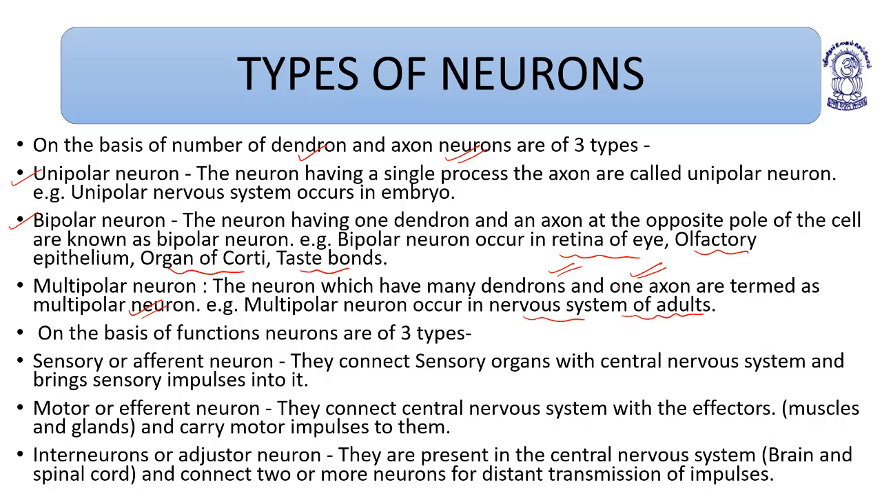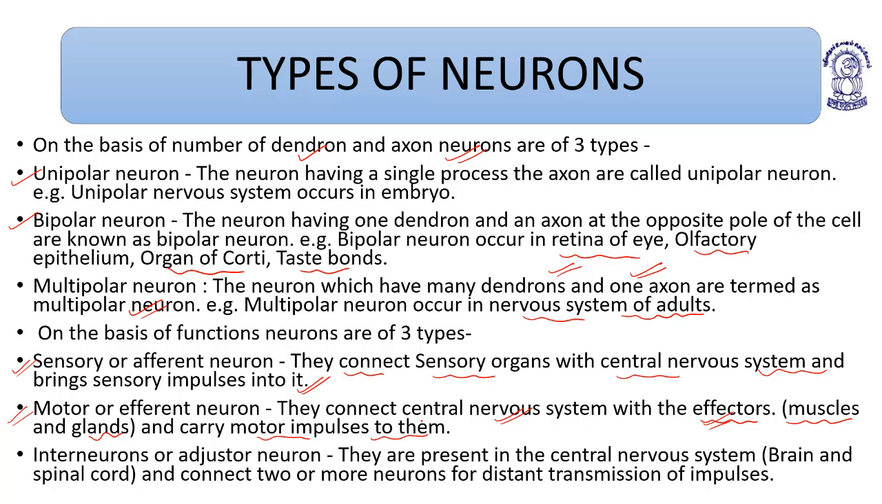On the basis of function, neurons are of three types. Sensory or afferent neurons connect sensory organs with the central nervous system and bring sensory impulses to it. Motor or efferent neurons connect the central nervous system with effectors, muscles and glands, and carry motor impulses to them.